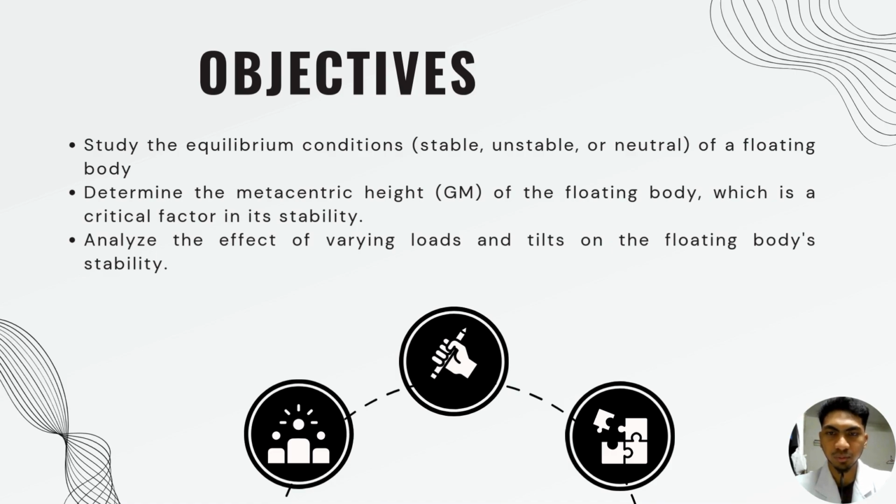In this experiment, we have three objectives. First, study the equilibrium condition, stable, unstable, and neutral, of a floating body. Second, determine the metacentric height, GM, of the floating body, which is a critical factor in its stability. And lastly, analyze the effect of varying load and tilt on the floating body stability.